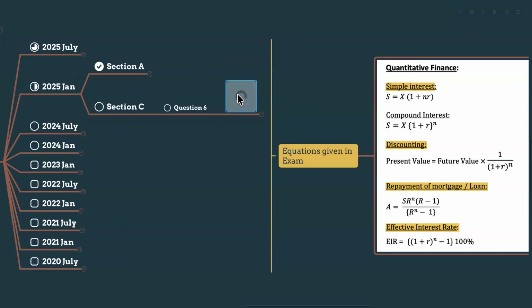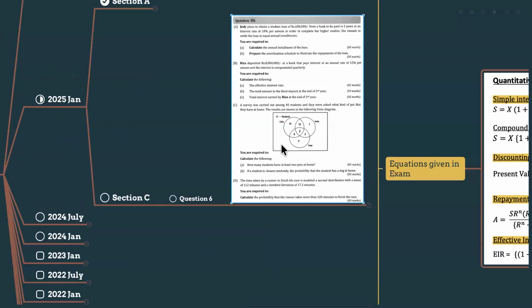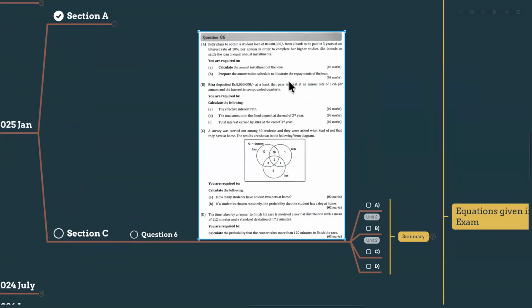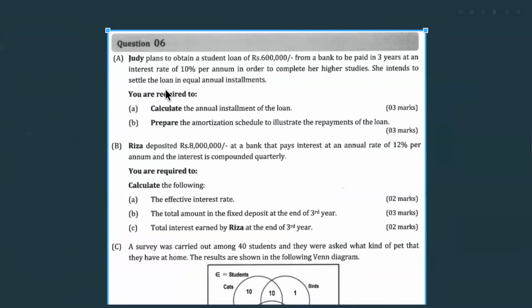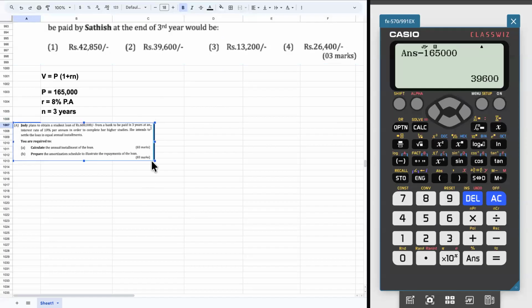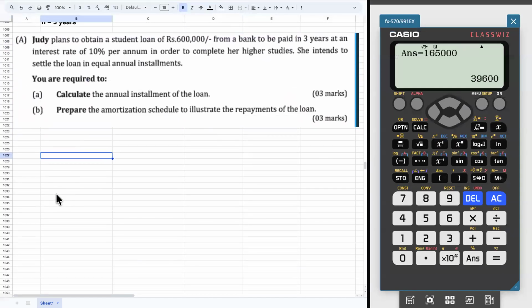And as usual, in section C, we are going to have questions from A part and B part. The first one: Judy plans to obtain a student loan of rupees 600,000 from a bank to be paid in 3 years at an interest rate of 10% per annum in order to complete her higher studies. She intends to settle the loan in equal annual installments. Again, the same question. You are required to calculate the annual installment of the loan and prepare the amortization schedule to illustrate the repayments of the loan. Right. So the same type of question we have done already, and I will do it quickly now.